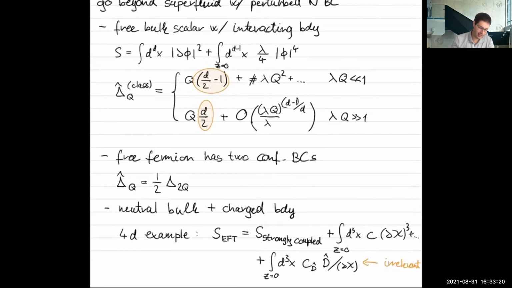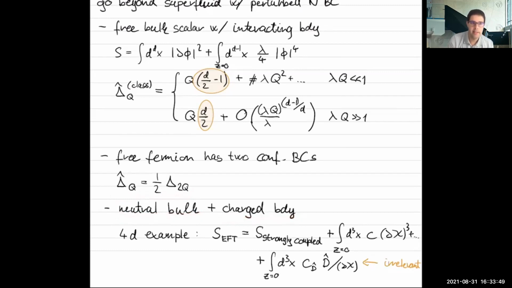That's one result. There are also free fermion BCFTs. For free fermions, there are 2 conformal boundary conditions. For both of them, we get that the boundary scaling dimension is 1/2 times the bulk scaling dimension at twice the charge. And we also found some very exotic examples where we have a neutral bulk, but a charged boundary.